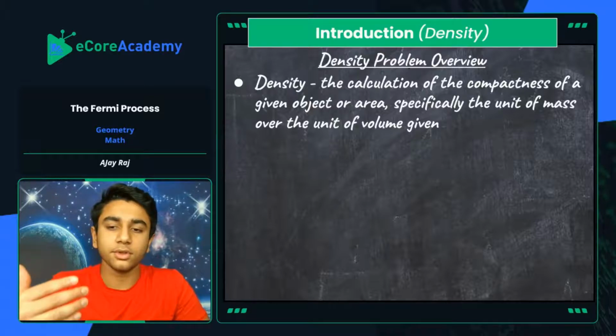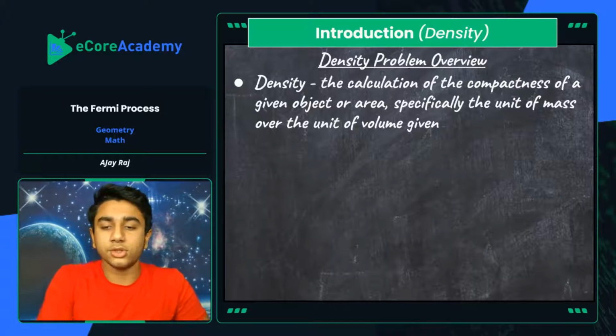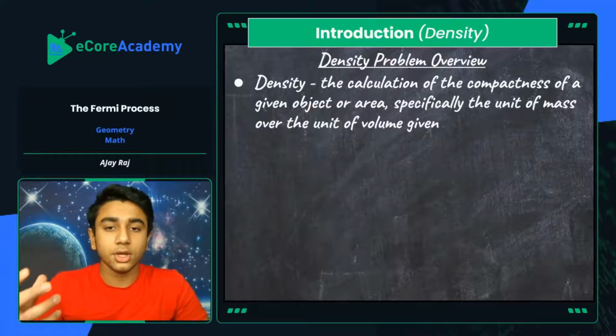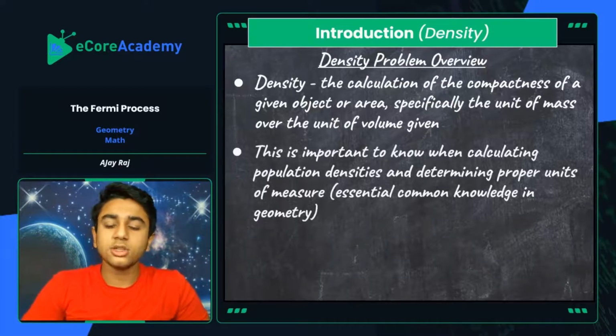So the mass is definitely your size. It can be pounds, weight, items as such, and then you're going to give it over a unit of volume that you're specifically given, and then over that given volume you can calculate density, which is the compactness of a given substance or a given item, which can even be people over a certain area, and then you can find out the density, how many people per that unit of volume. This is important to know when calculating population densities, as I was saying, and determining proper units of measure.